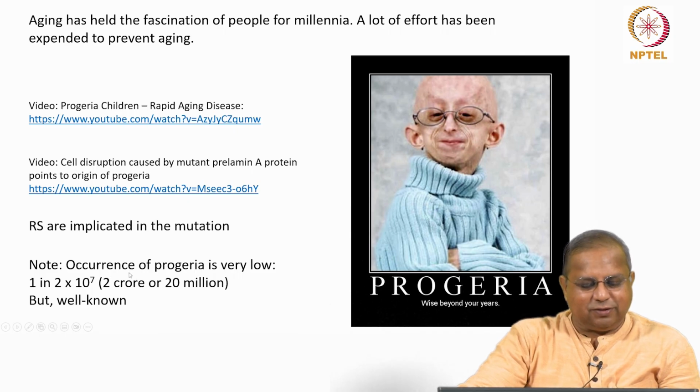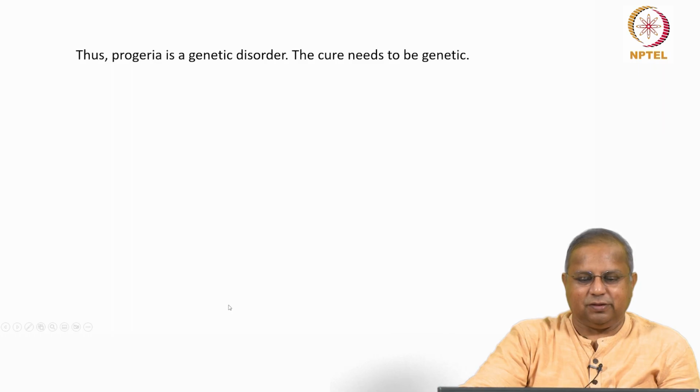That is what I quantify here. Occurrence of progeria is 1 in 2 crores. But it is very well known because of its effects, the social effects, and so on and so forth. So it is a genetic disorder, and its cure needs to be genetic. The genes are wrong, and therefore every gene in the appropriate cell needs to be changed for a certain cure.